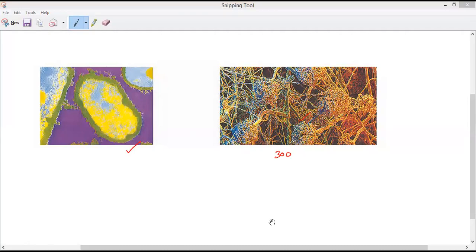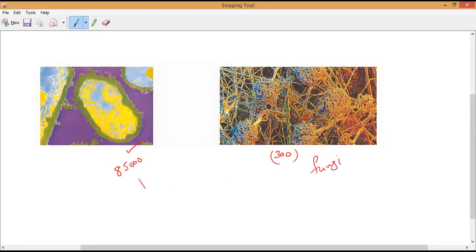Bacteria decompose dead plants and animals and help in recycling materials. In the same way, fungi decompose dead plants and animals and help in the recycling of materials. These are what we call decomposers. Is it okay, everybody? This is the bacteria, extremely small, an image magnified around 85,000 times, and this is the 300 times magnified image. So we can say this is fungi and this is bacteria. Is it okay, guys?